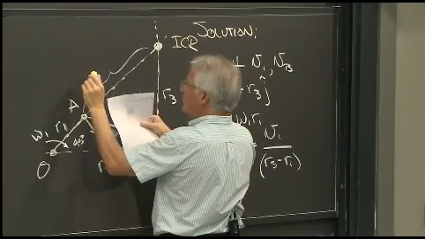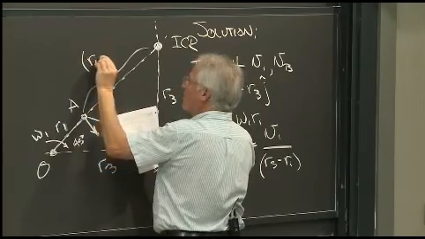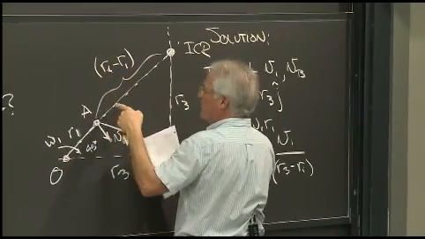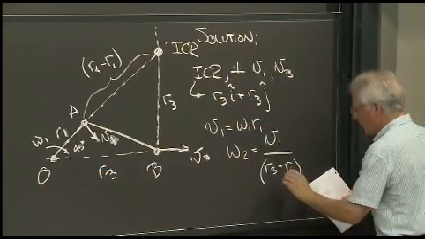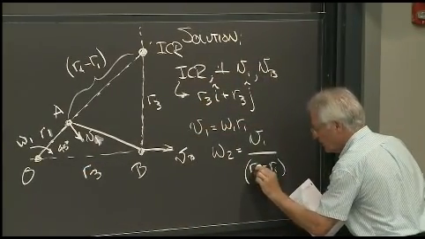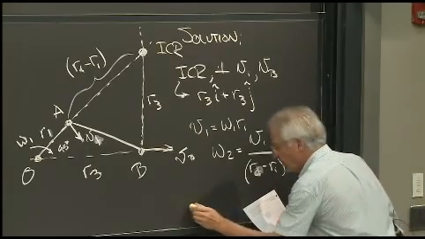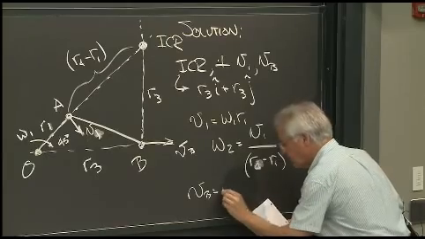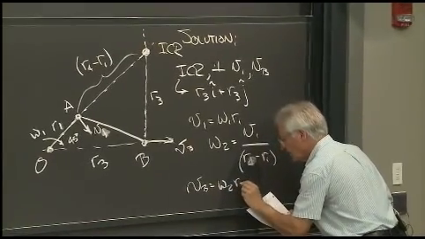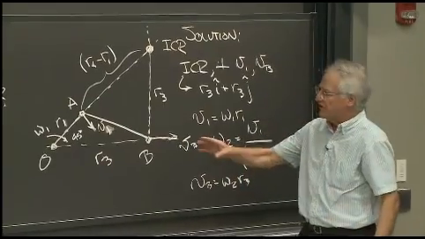Yeah, I have a mistake here. This distance is R4 minus R1, where R4 is the square root of 2 here. And the last one then is simply V sub B is equal to omega 2 times R3. So let me just give you the big picture here.